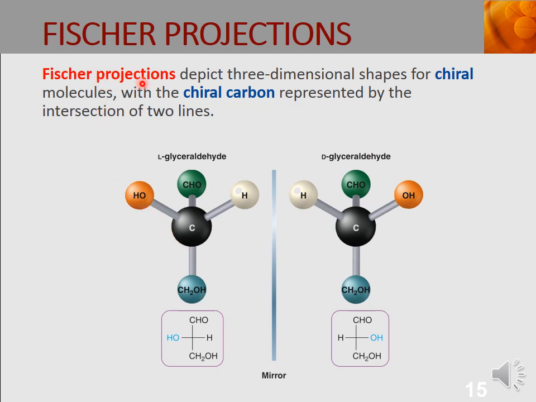For the determination of stereochemistry, we draw Fischer projection formulas. Fischer projections depict the three-dimensional shapes of chiral molecules, with the chiral carbon represented by the intersection of two lines. This is L-glyceraldehyde, this is D-glyceraldehyde, and you can see here OH is on the left side and here OH is on the right side. That is why we say that this is L-glyceraldehyde and this is D-glyceraldehyde. This Fischer projection formula of glyceraldehyde shows that these are enantiomers.